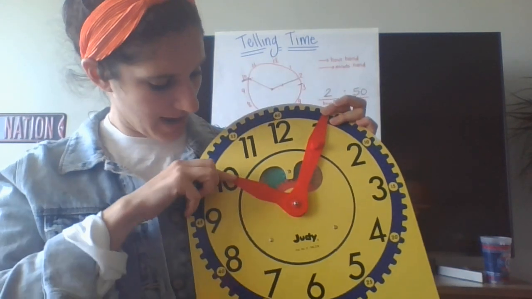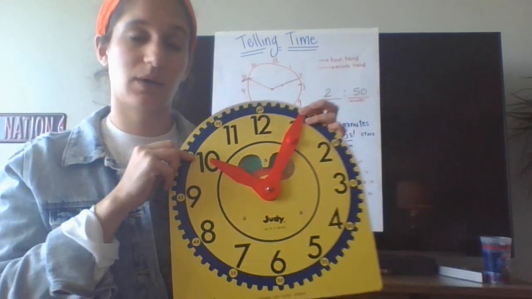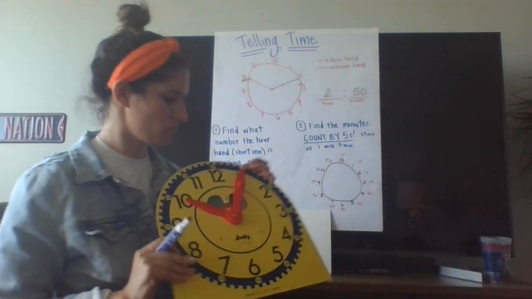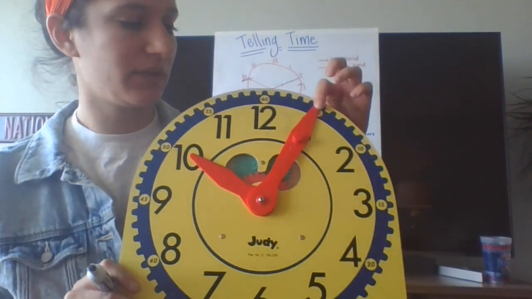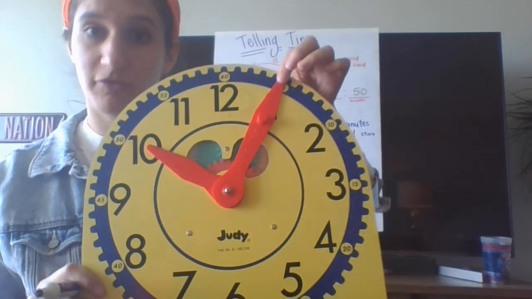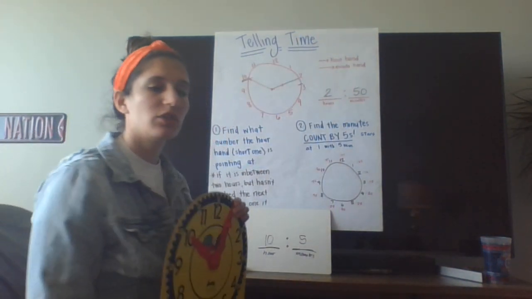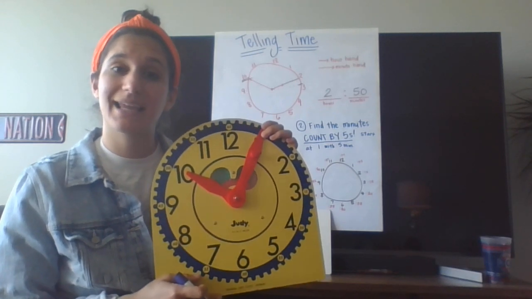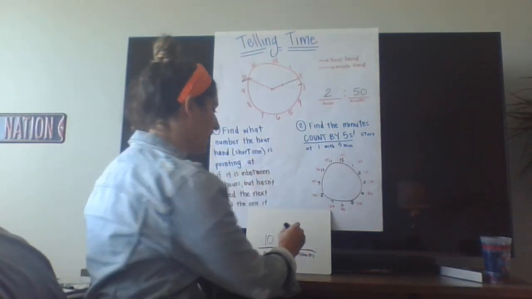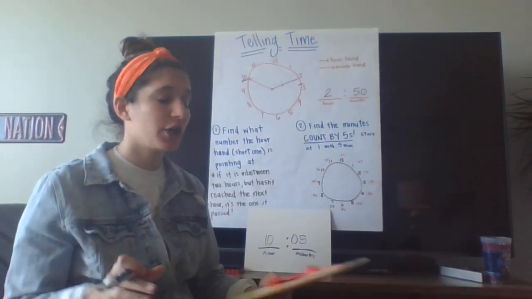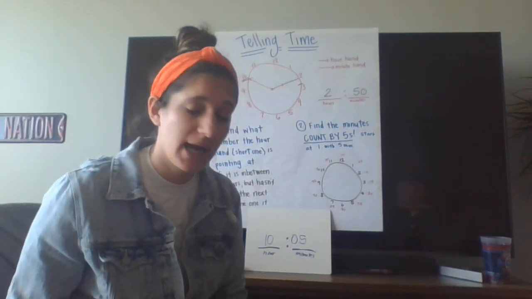Okay, well, my hour hand is pointing at the 10, so I know my hour is 10. My minute hand is pointing at the 1, and so I would start by counting 5. But instead of just writing 10, 5, the way we write it and the way we say it is we say 10:05, and we put a 0 in there. 10:05. Okay?